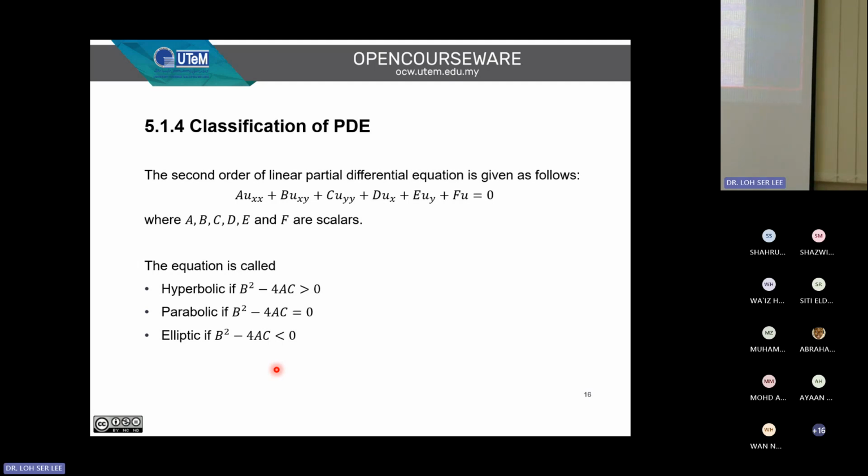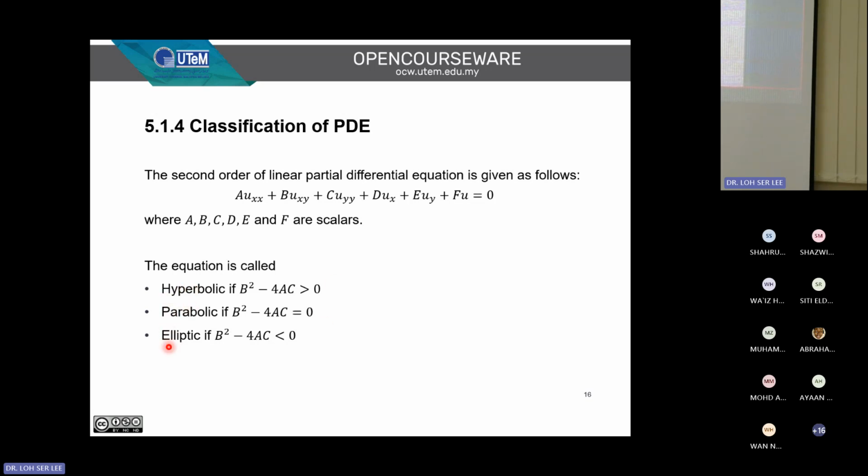Okay, next one, classification of PDE. This is a second order, linear PDE. That means all these u appear at power of 1, and their coefficient functions are not u. So if you have a second order linear PDE, we can classify the equation as either hyperbolic, parabolic, or elliptic.